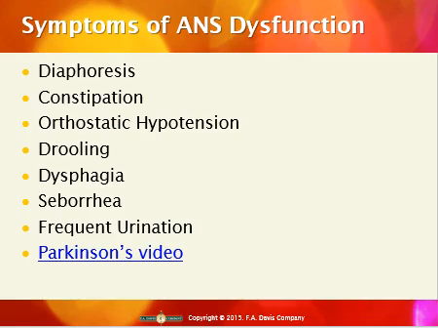The autonomic nervous system dysfunction can cause diaphoresis, constipation, orthostatic hypotension, drooling, dysphagia, and seborrheic dermatitis. That's a red itchy rash on your scalp that has flaky scales, is a common skin disease that looks similar to psoriasis, eczema, or allergic reaction. Slowness, balance problems, and frequent urination cause urinary incontinence.